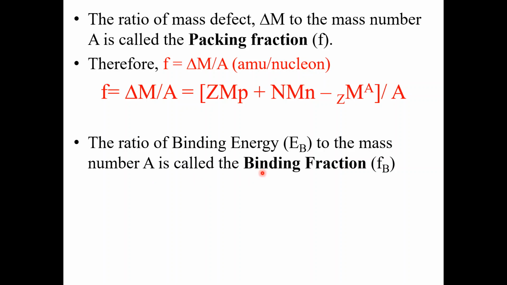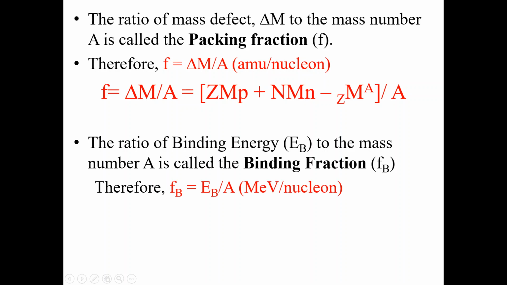Let me repeat it again. What is a binding fraction? Binding fraction is basically the ratio of binding energy to the mass number A. It is denoted by FB, and is equal to the binding energy that we denote by EB divided by A, that is the mass number.